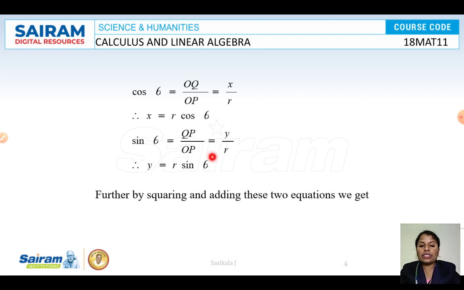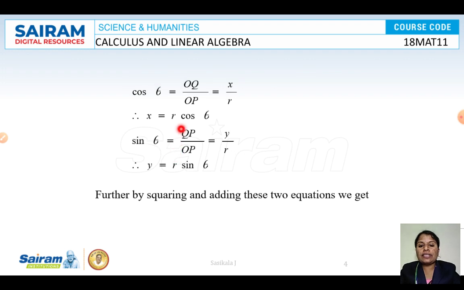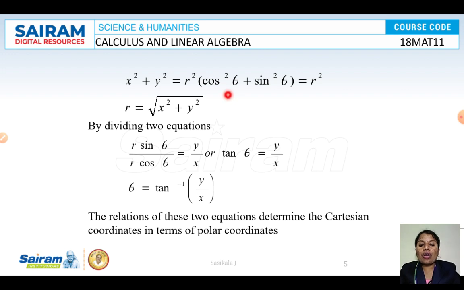These two expressions give the Cartesian coordinates in terms of the polar coordinates. Now I'm going to express the polar coordinates in terms of the Cartesian. For that I'm going to use these two equations, squaring and adding them. Squaring both the left and right sides separately and adding, we get x squared plus y squared equal to r squared cos squared theta plus r squared sin squared theta. In that you can take out r squared as common.